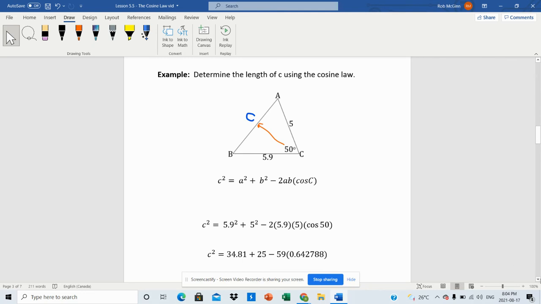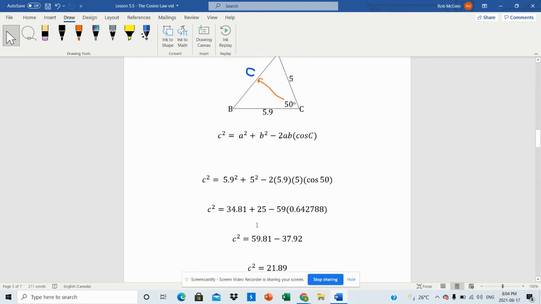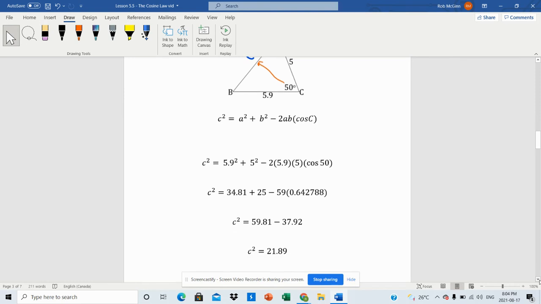So we're just going to try and consolidate everything here. We can do minus 59 times 0.642788, which will give us minus 37.92. And we can also add up the 34.81 plus 25 to give us 59.81. So we now have 59.81 minus 37.92 equals c squared. So c squared equals 21.89.